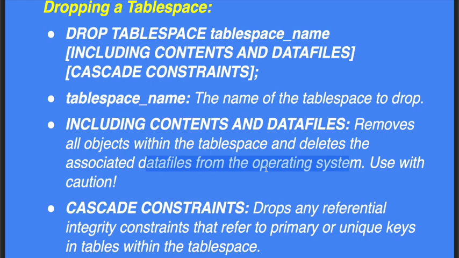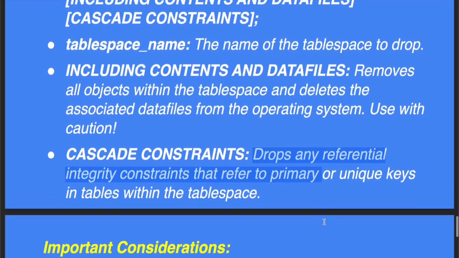For example, if it is a critical database and by mistake you define this, or if you are using Toad and you click on this option, it will delete from the OS also. Cascade constraints: drop any referential integrity constraints that refer to primary or unique keys in tables within the tablespace.